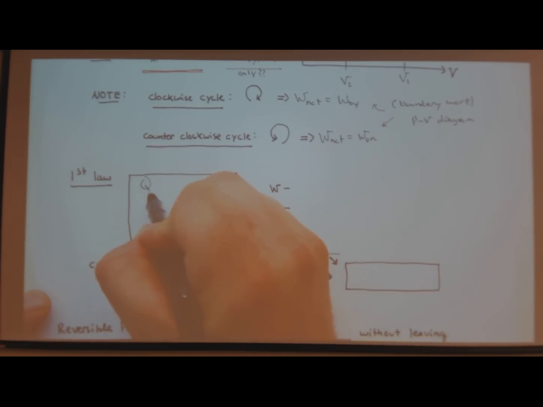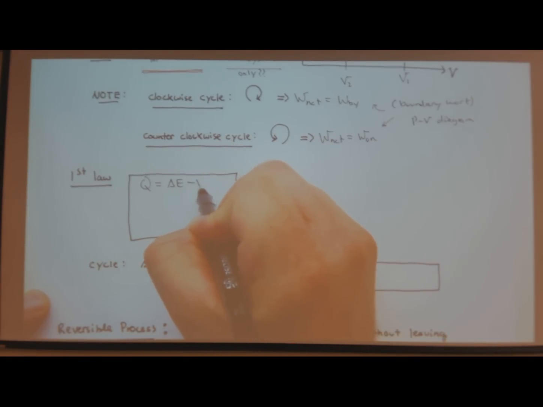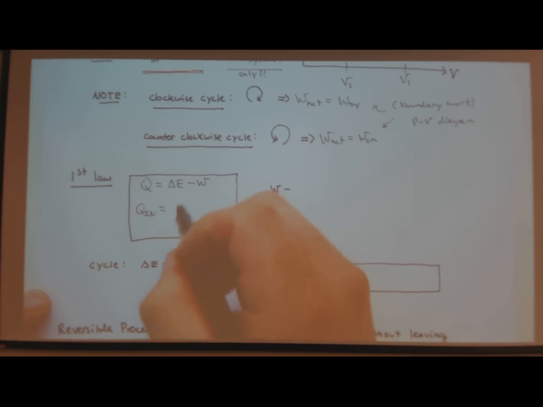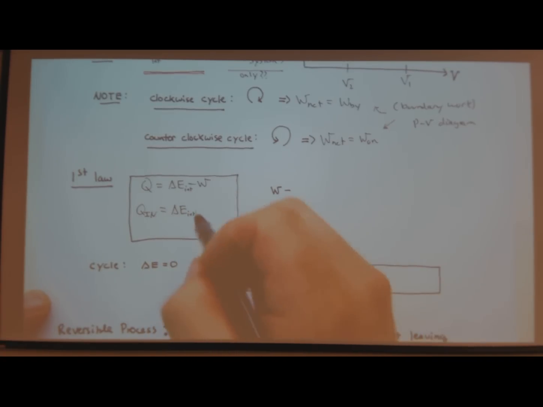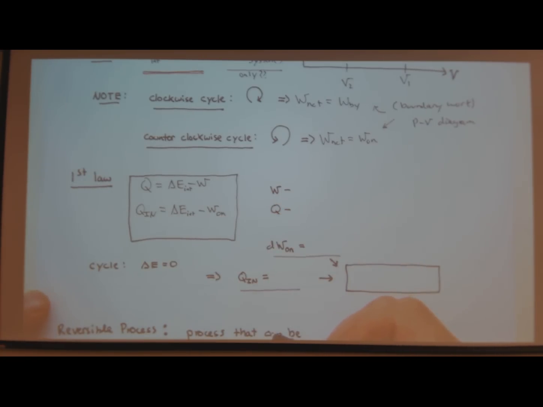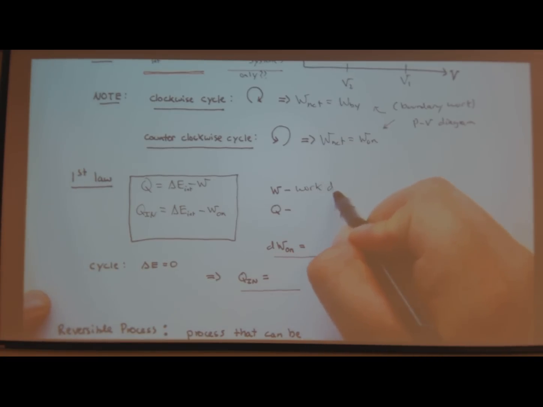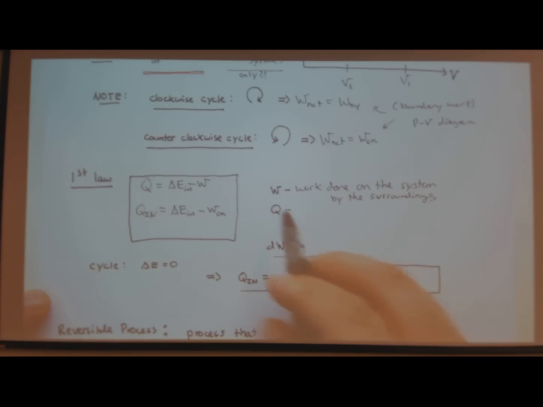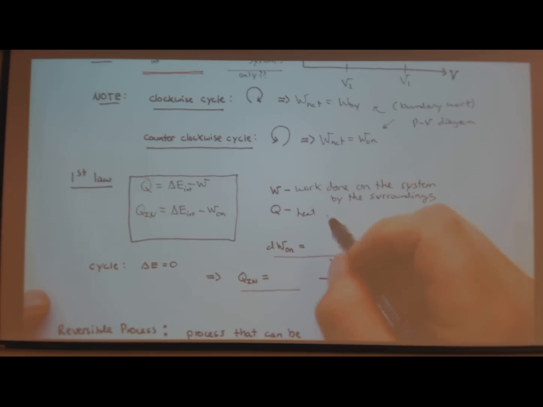So first law, I can write out the first law. Q equals delta E minus W. So I could say Q in, because that's what Q represents here. Delta E, I'll put the internal here. Or I could put system. And then this is the work on the system. The surroundings, Q is the heat input, right, from the surroundings.